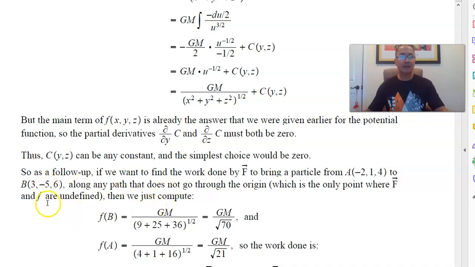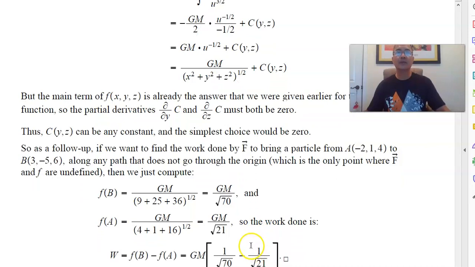So we're basically just squaring. That sounds familiar, right? We're basically looking for the distance from this point to the origin. So 9, 25, 36, that adds up to 45 and 25, 70. So we have GM over square root of 70. Repeat for the initial endpoint. We get 4 plus 1 plus 16, 21. Yay, we get square root of 21.